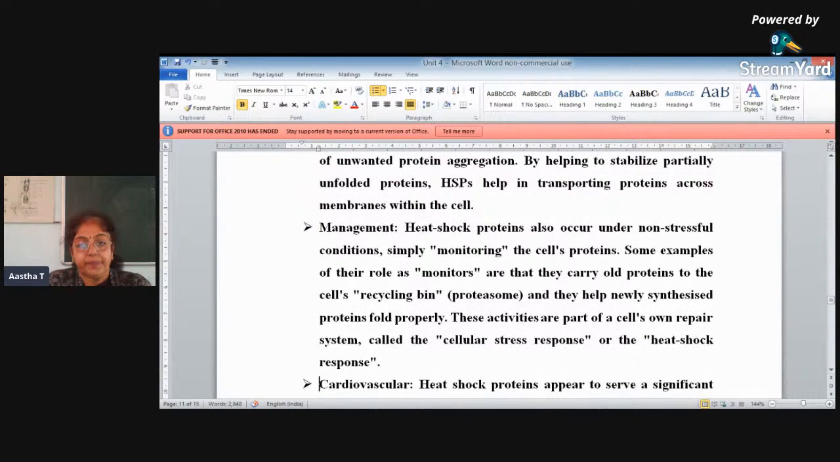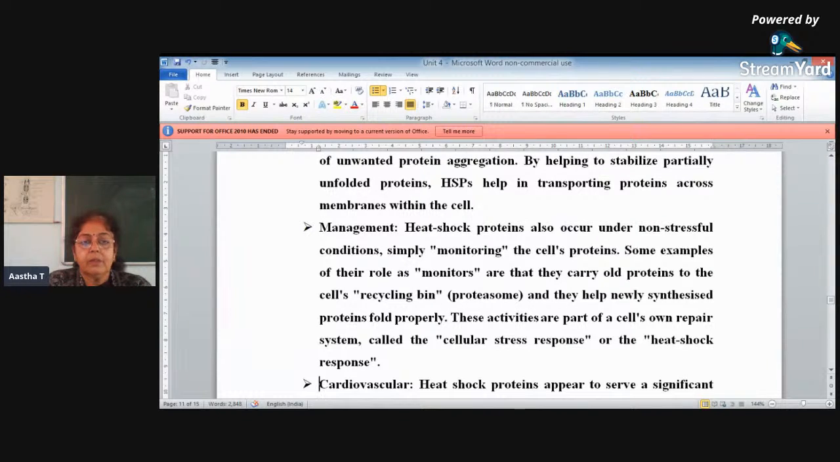Second, management. Heat shock proteins फक्त स्ट्रेसफुल कंडिशन्स मध्ये सिंथसाइज होतात का? नो. They may also be present in non-stressful conditions, and during that non-stressful condition they will play the role of monitoring. So they will monitor the cell's proteins. Are they normal? Are they old? Are they new? Do these proteins have no use, or if they have become old proteins, should they be degraded by the proteasome?